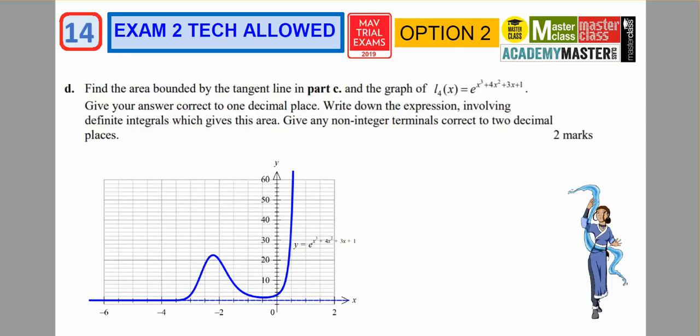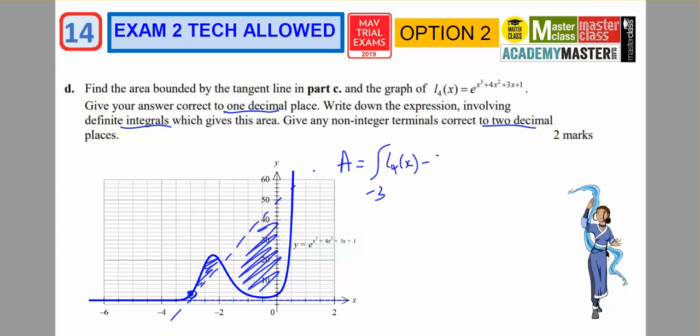Find the area bound by the tangent line and the graph. One decimal place for my answer, definite integrals to two decimal places, so I can do everything on calculator. Remembering I've got this, so I want this area and I want this area. So area will equal two definite integrals. The first one will go from negative 3 to something where I've got L4 of x minus y of t dx, plus the integral from something to something where I've got y t minus L4 of x dx.